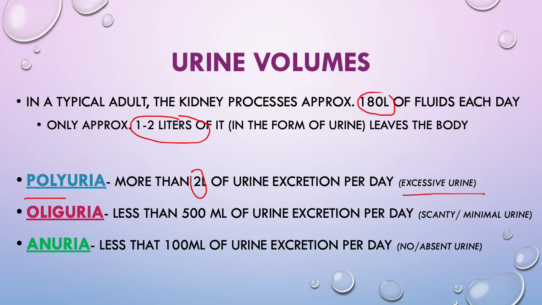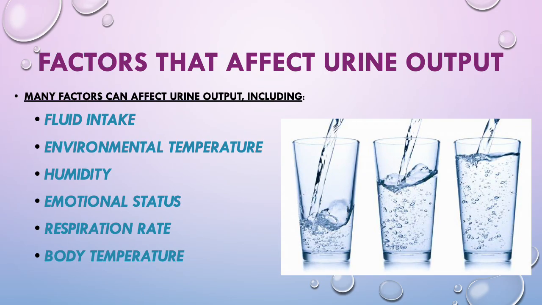something is amiss. Oliguria is less than 500 mL of urine in a day, scanty or minimal urine. So we are either dehydrated, we have an injury in the kidneys, or something's going on that is not letting us urinate, right? And anuria is when less than 100 mL of urine is produced per day, or no urine. So basically, you're just not urinating, you're retaining fluids, and we have to address the problem that's going on. Factors that affect the urine output, as we were talking before, a lot of fluid.